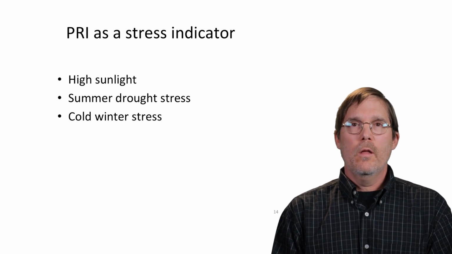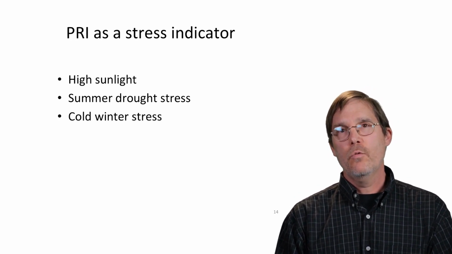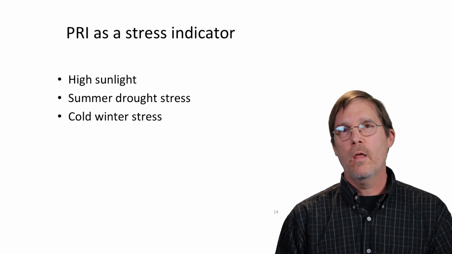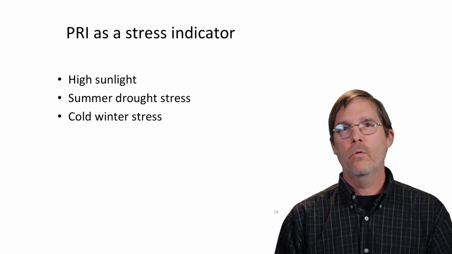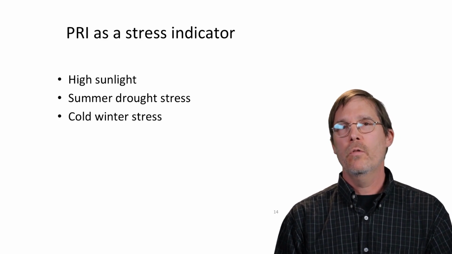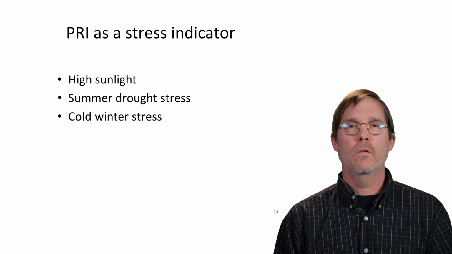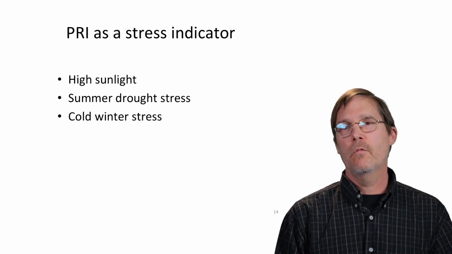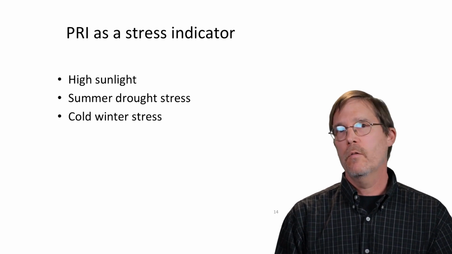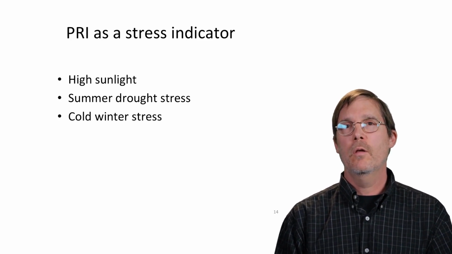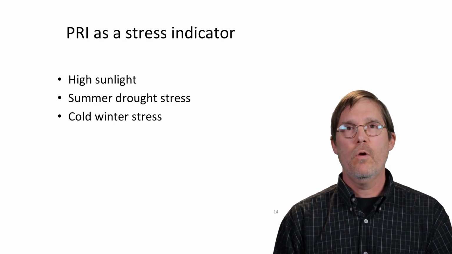So at this point, I'd like to move on to how we can use PRI as a stress indicator under high light or when we add other stresses, for example, in the summer under drought or high temperature stress, or in the winter under cold. These are periods when the plant has more light than it can use for photosynthesis. So it has to invoke some kind of photoprotective mechanism. And fluorescence and PRI become important in different ways over different time scales with these different kinds of stresses.